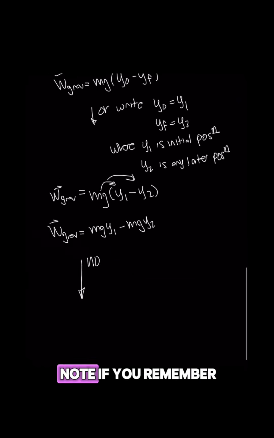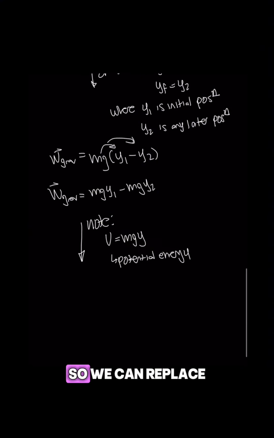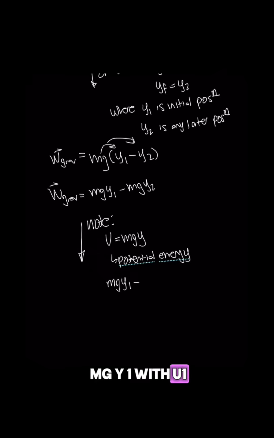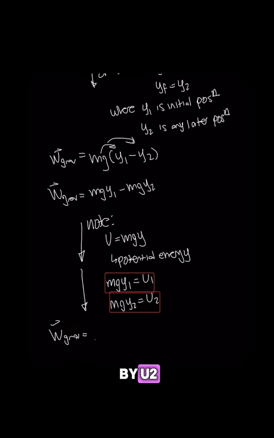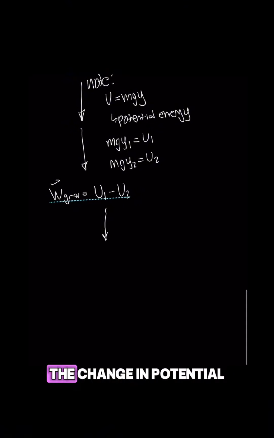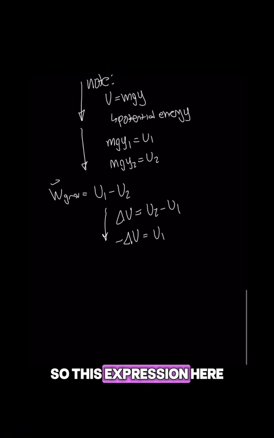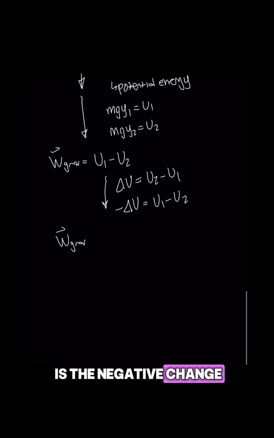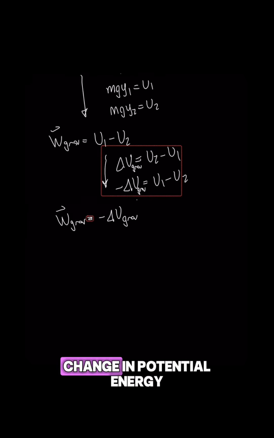Now, important thing to note, if we remember U is equal to mgy, this is the gravitational potential energy. So we can replace mgy1 with U1, the potential energy at the first point, and then mgy2 by U2. We get this here. If we remember, the change in potential energy is going to be equal to U2 minus U1. So this expression here is the negative change in potential energy. So this is the final answer for the work in terms of the change in potential energy.